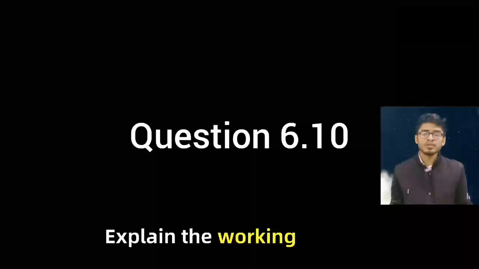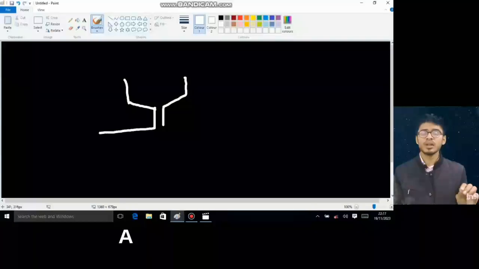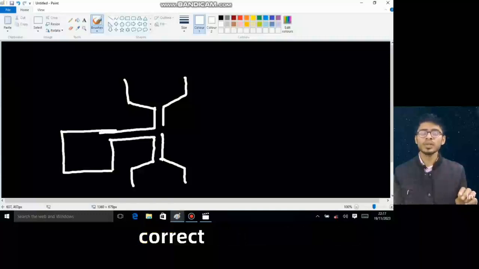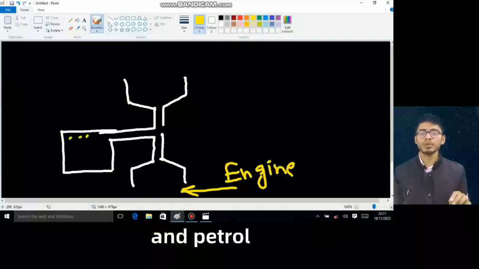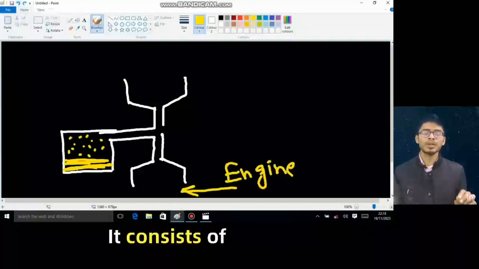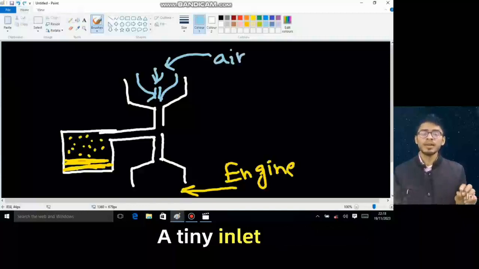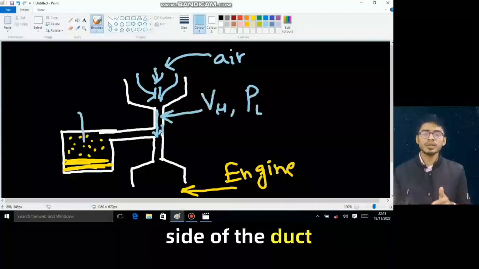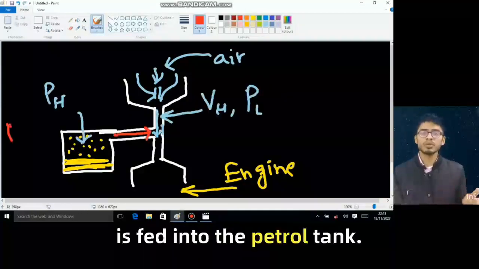Explain the working of a car carburetor. A carburetor is used for the correct mixture of air and petrol vapors. It consists of a venturi duct. A tiny inlet at the side of the duct is fed from the petrol tank.